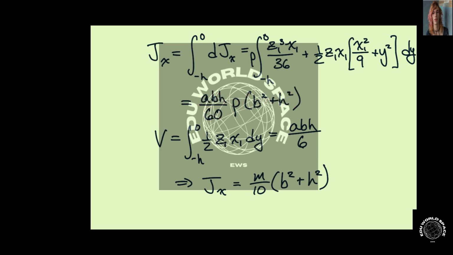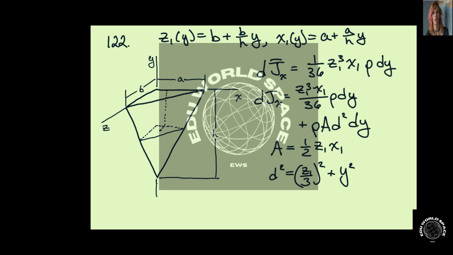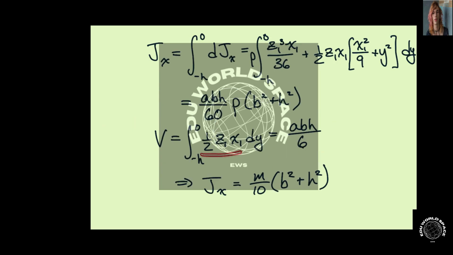And now if we want to get at that in terms of the mass, we need to find the volume of this, and you could either look up the volume of a tetrahedron, or again integrate all of these little triangular wedges from minus h to 0. And each of those triangular wedges has an area of 1/2 z1 x1, and this is a function of y. And if we crank through that, we get abh over 6.